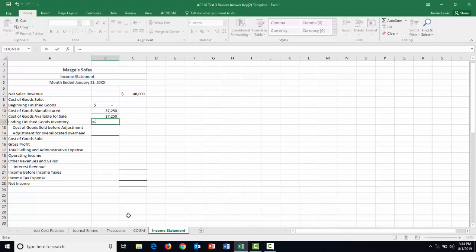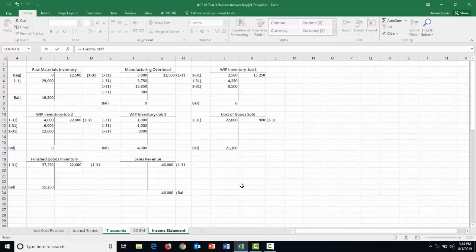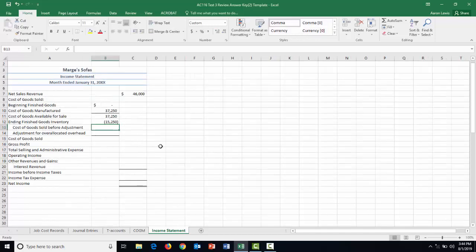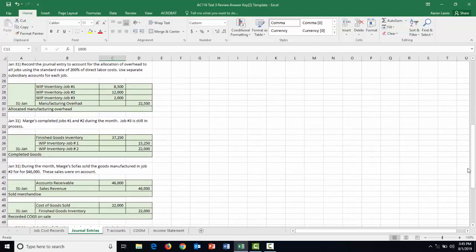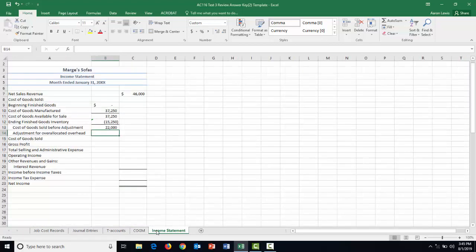So let's say equals negative, go to our T account, and we're going to figure out what we have in finished goods. It's right here. It is $15,250. So we bring that over. When we take our cost of goods available for sale and add to it our negative ending finished goods inventory, we're going to come up with $22,000 as our cost of goods sold before adjustment. And that's convenient. If we go to our journal entries, we see that on our sale we did have cost of goods sold of $22,000, so that checks out. Everything's working out well here.